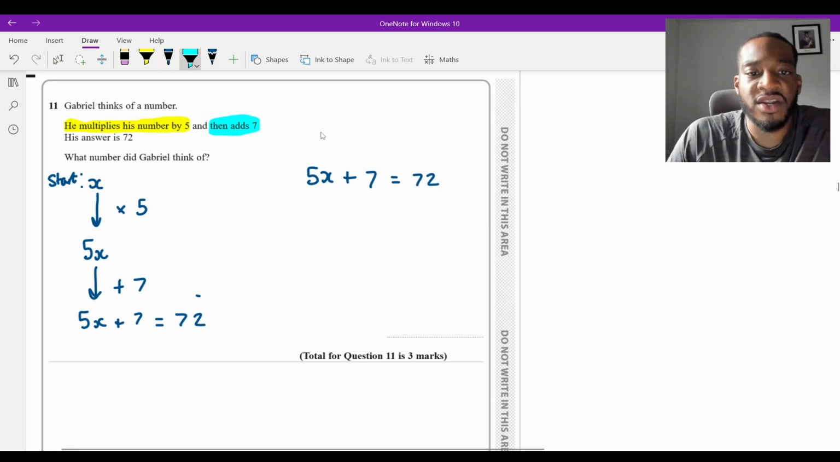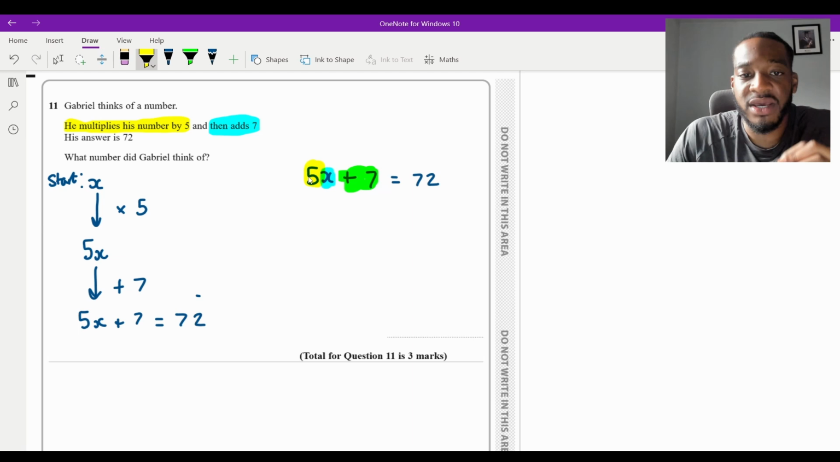Now, remember, you're solving an equation. You're trying to get x by itself. You've got this plus 7 to get rid of, and you've also got this 5 to get rid of as well. Now, whenever you're solving a question when it's set up like this, you always get rid of the number that's furthest away, which is in this case the 7. We need to move it over the equal sign by taking away 7 from both sides. So I'm going to get 5x is equal to 72 take away 7, and that is just going to be 65, isn't it? So we get 5x is equal to 65.